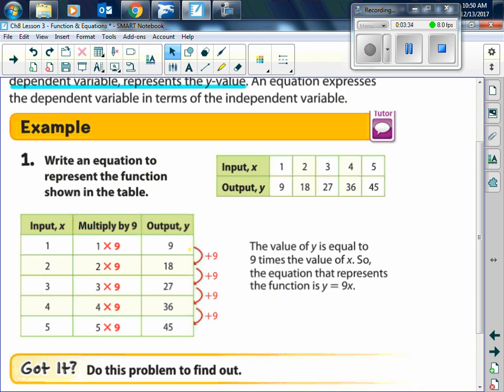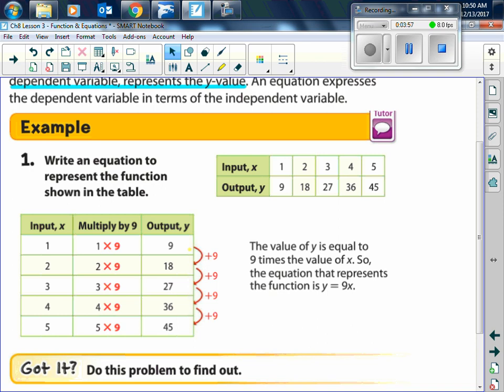So, I know that you can go from 9 to 18 by multiplying times 2, right? But, can I go from 18 to 27 by multiplying times 2? No. Can I go from 27 to 36 by multiplying by 2? No. So that does not work. You got that? They have to be the same. So here we're adding 9 each time.